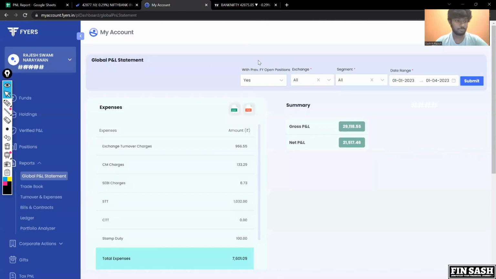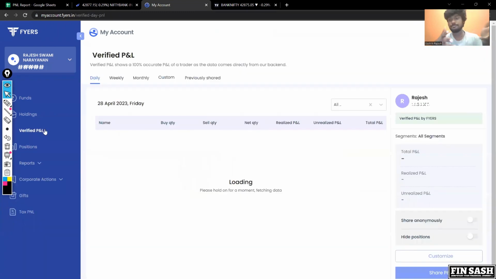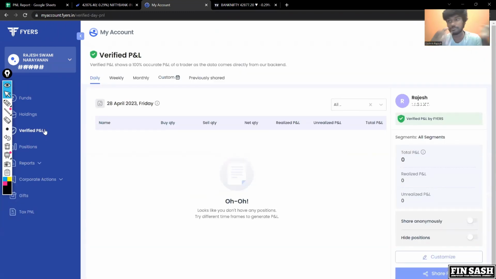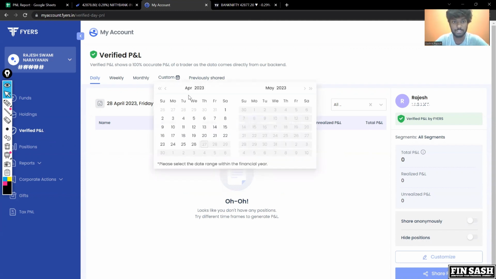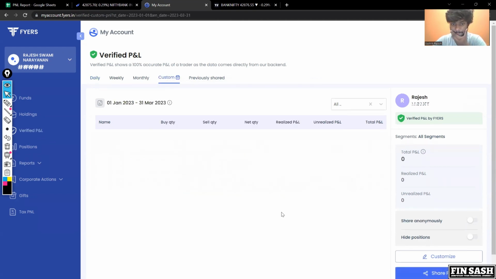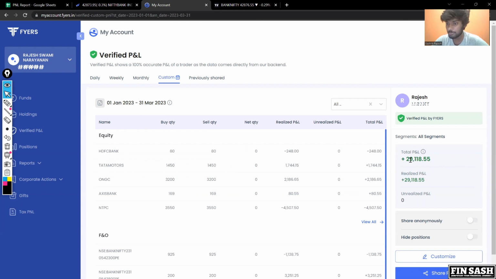So let's see how to go about this. I'll show you my total PNL first. I've been trading in only one account, as you guys know, the FYRES account. So I'll show you the PNL from Jan 1st to, no, April 1st is not shown, so March 31st. Okay, so my total PNL is 29,118, which is 29% of my capital. As you guys know, my capital is 1 lakh, so I made 29% of my capital. But this is before all the charges and stuff. I'll go more in detail about this.